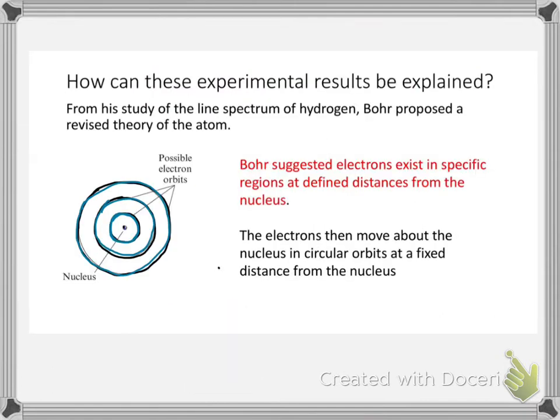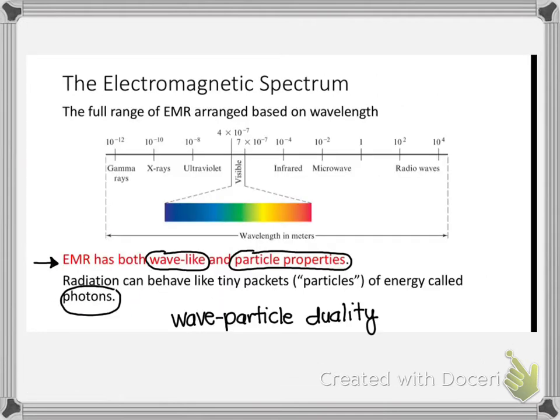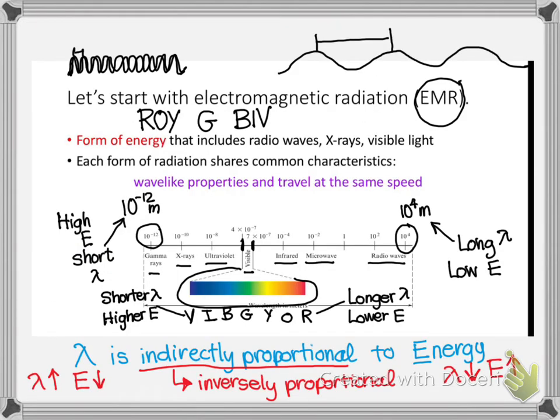Because if you remember back here, this end of the spectra has shorter wavelengths and higher energies, and this one has longer wavelengths and lower energies. So red light would have a lower energy than something that was blue light.